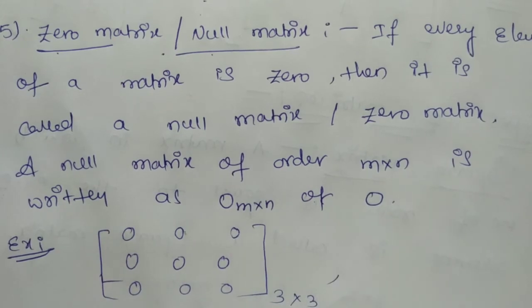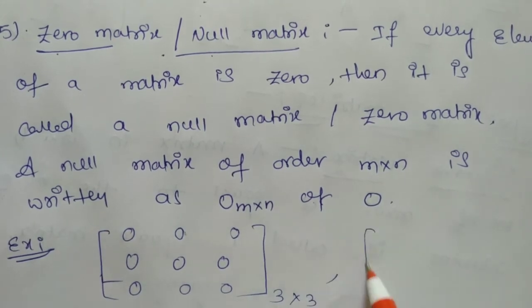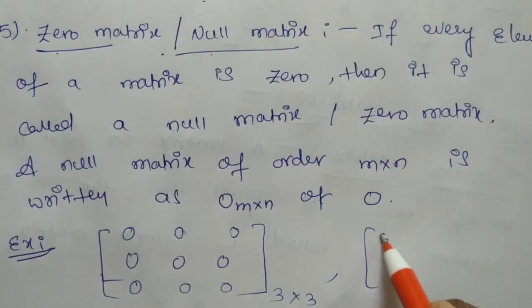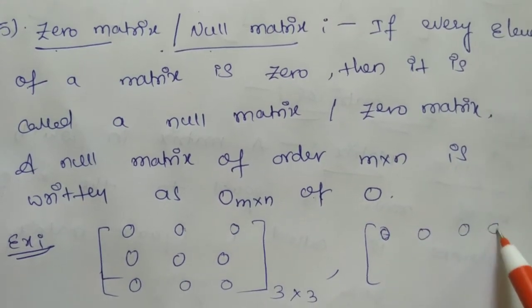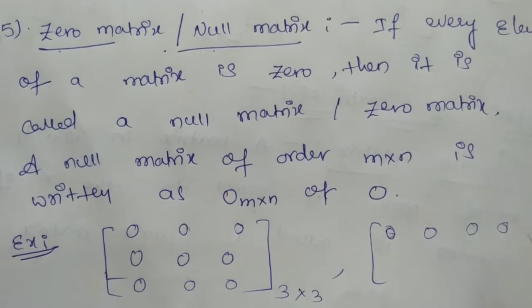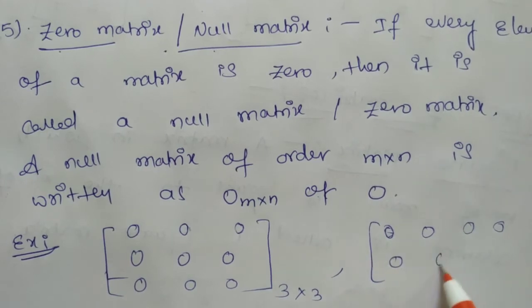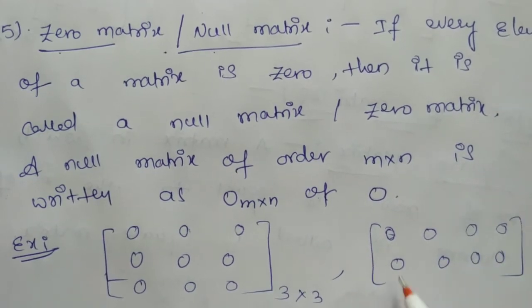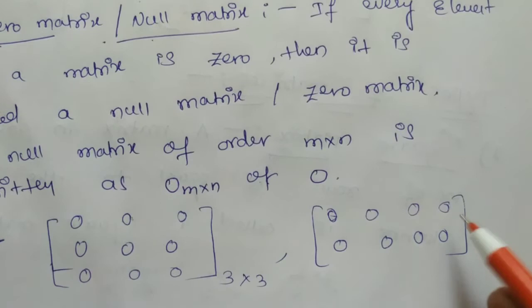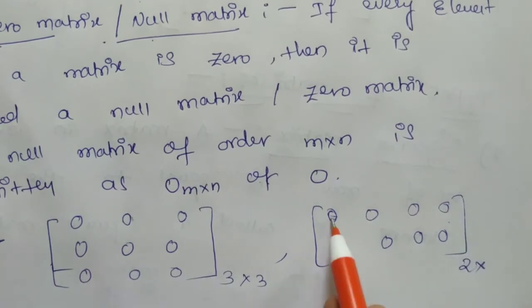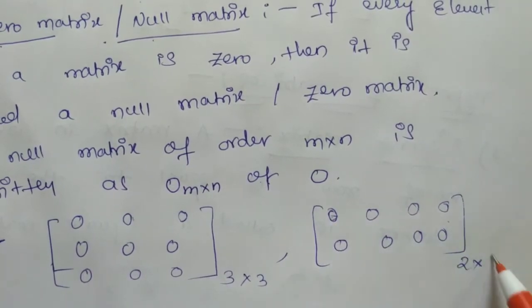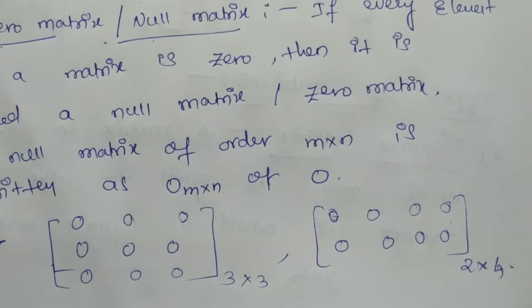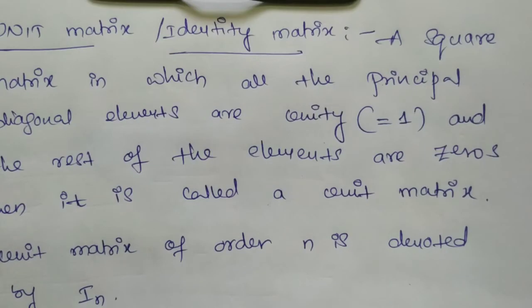So one more example here. 1, 0, 0, 0, 0, 0, 0, 0, 0. So how many rows here? These are 2 rows, and how many columns? 1, 2, 3, 4 columns. So all the elements of a matrix are zeros, then that matrix is called null matrix or zero matrix.